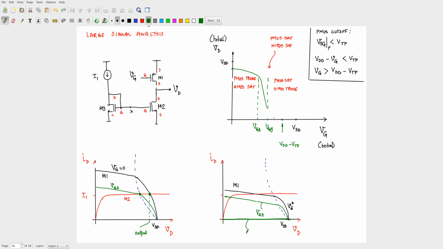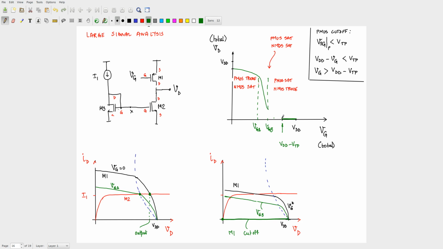So this is the cutoff region, right? This is M1 cutoff. So if M1 is cut off, what is the value of current, or what's the value of even this VD? Your current is 0, so the only possible solution is that. So you're going to be 0 in that region. Okay, and now you can complete this.